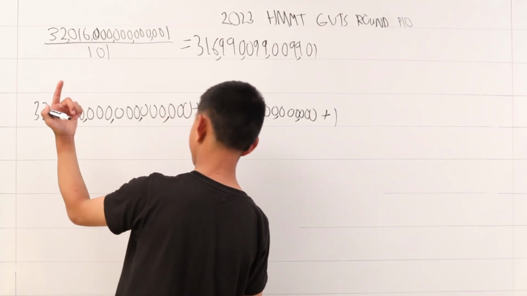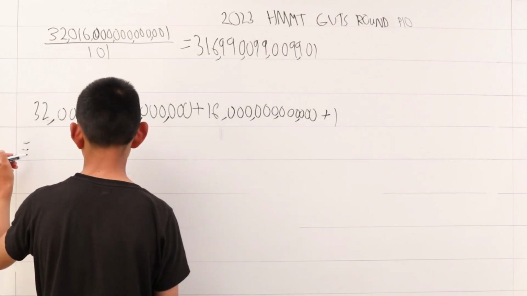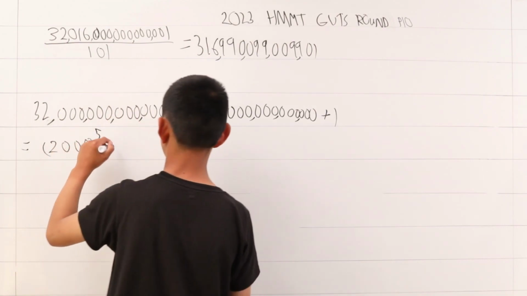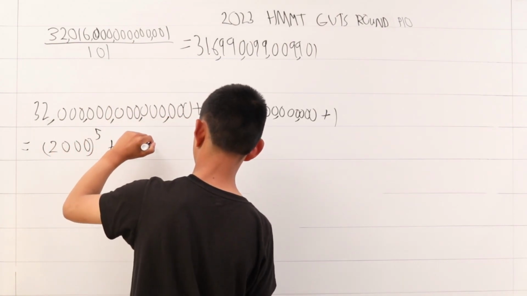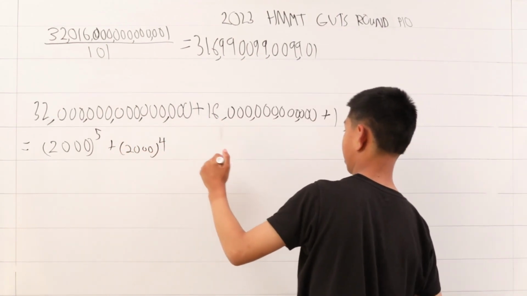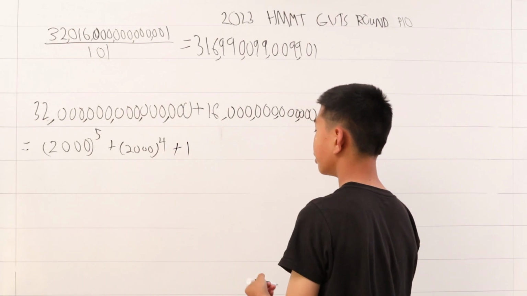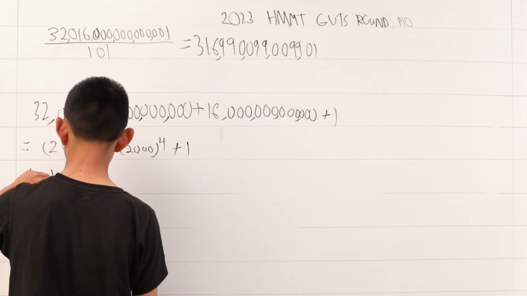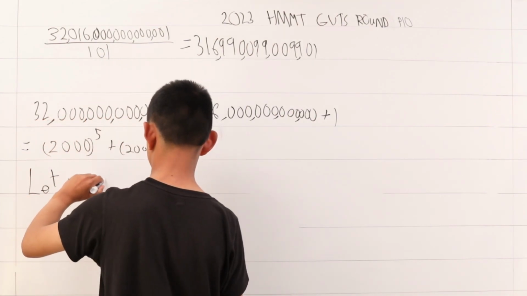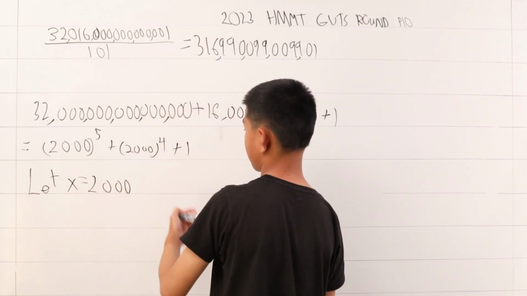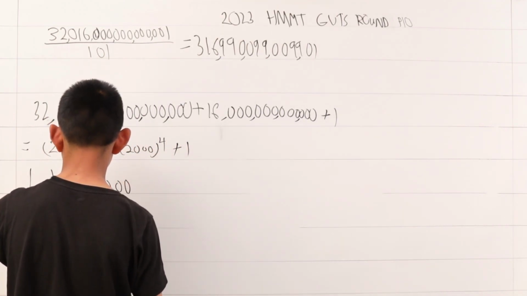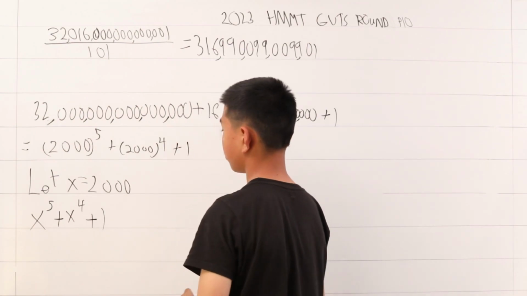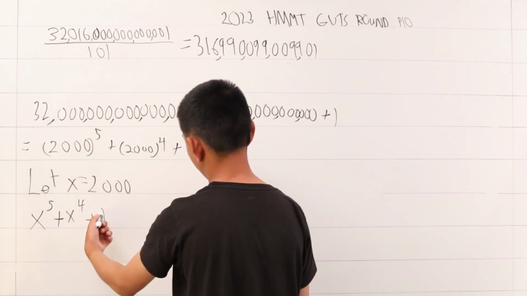So let's do that. This absurdly big number is equal to 2000 to the power of 5 plus 2000 to the power of 4, and you still add that 1. To make this a lot easier to solve, we use substitution, so we let x be equal to 2000. So now our expression is x to the power of 5 plus x to the power of 4 plus 1. We are currently stuck at this roadblock.